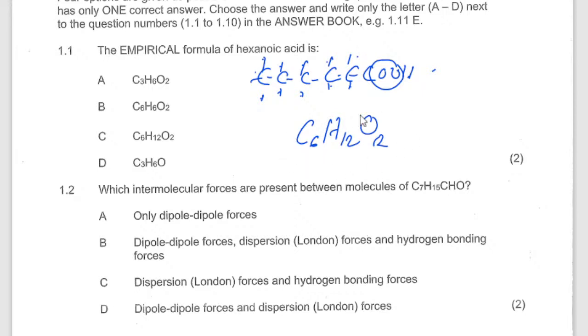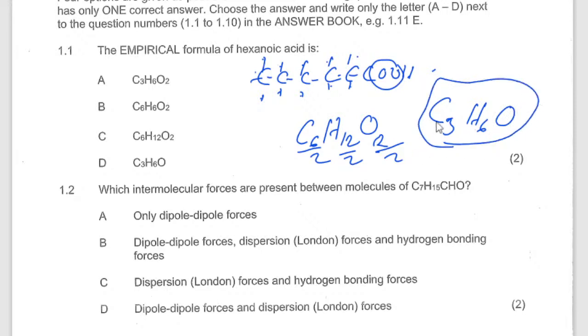Basically it is a molecular formula. If I divide by 2, divide by 2, divide by 2, here I'm going to get C3H6 and then O like that. So do we have anything like this on this question? Yes, the answer becomes D. So that's how you could get your 2 marks.